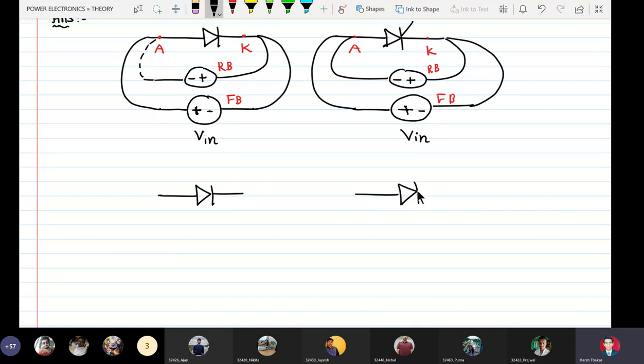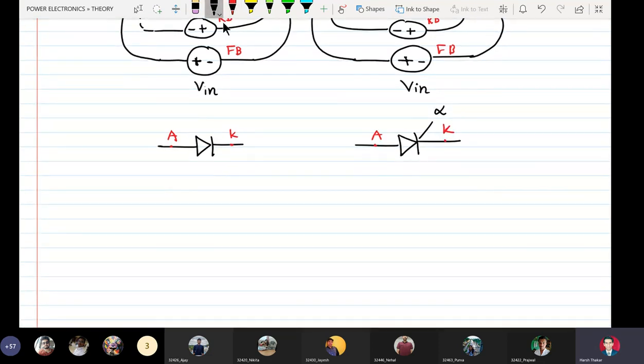If I replace the DC source with an AC source, can the AC source forward and reverse bias the SCR and diode? Yes, sir, it can. Can you tell me when the diode will be forward biased and when it will be reverse biased? Sir, when the AC supply goes to the positive half cycle. Very wonderful. I got the answers from you.